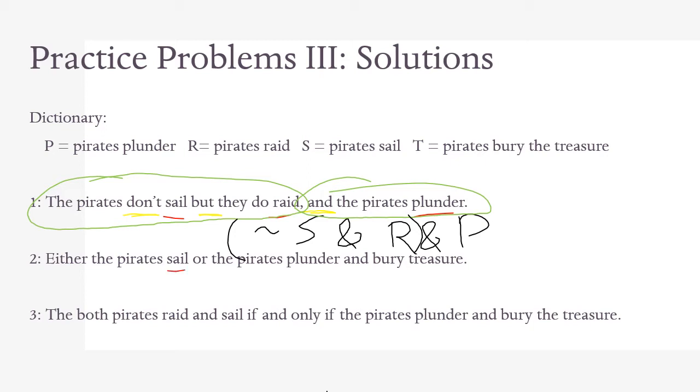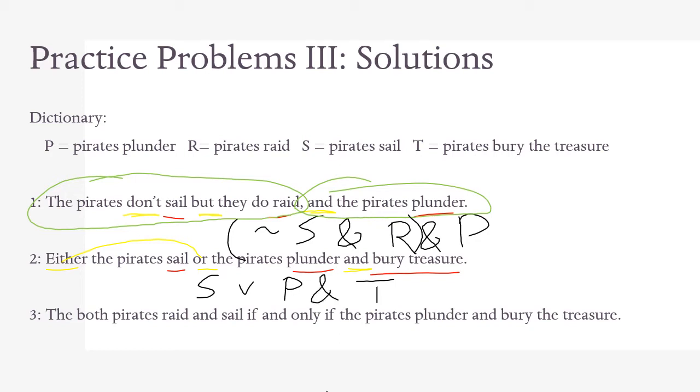So we have sale, we have plunder, we have buried treasure. So we've got S, P, T. We have an either or that'll go together. We have an ampersand there. And that looks like it. So we have an or and an and.